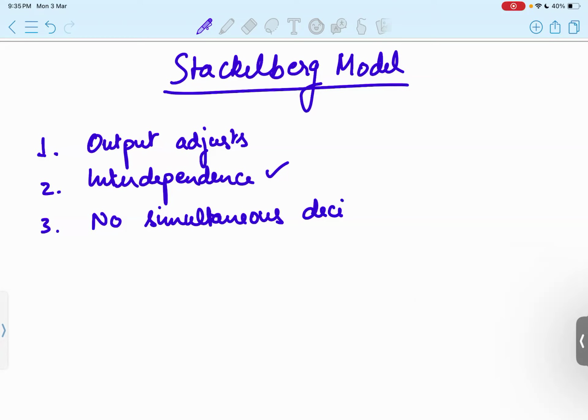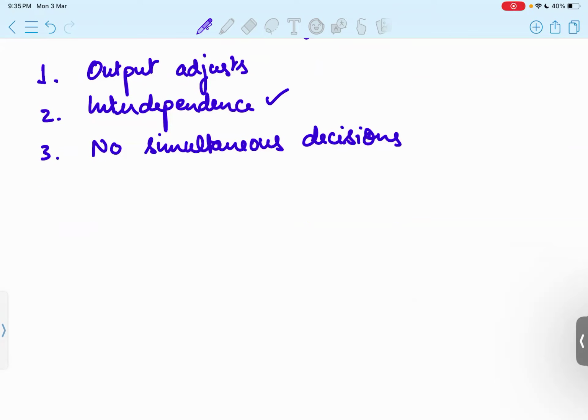No simultaneous decisions. It means that they're not working as collusive oligopoly. Despite recognizing the interdependence, they are not taking decisions simultaneously. Rather, it is individually, but they are recognizing or factoring in what are the changes being done by the rival.